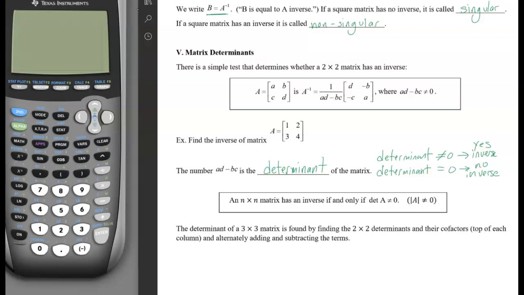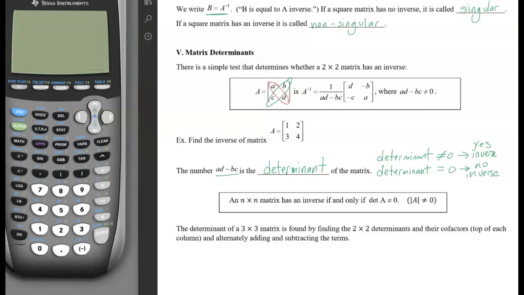Now, when finding the determinant, all you have to do is take the values on your forward-facing diagonal. So if you're starting in the top left and going to the bottom right, this is what I call the forward-facing diagonal. You multiply those values together, so A times D, and then you subtract the other diagonal's values multiplied together, so C times B or B times C. This is how you find the determinant. A times D minus B times C.